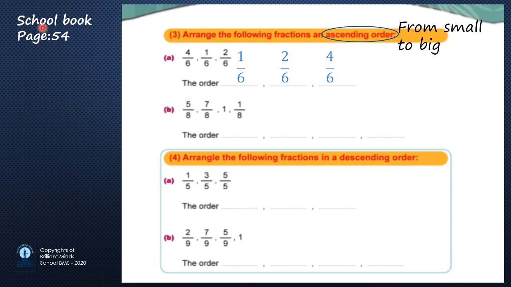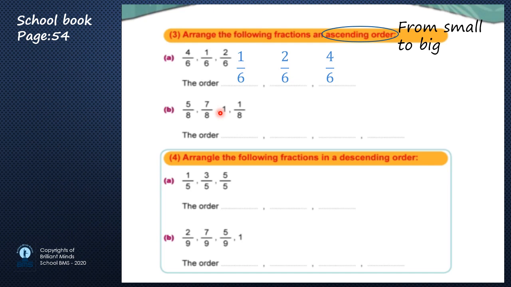Okay, let's go to number B. I have here 5 over 8, 7 over 8, 1 and 1/8. Again, 5/8, 7/8, 1 and 1/8. So we want to arrange again in which order? Ascending order. What the ascending order? From small to big. Okay, we have same D. Attention, the one here, we can't leave it like this. We want to put it in the fraction.